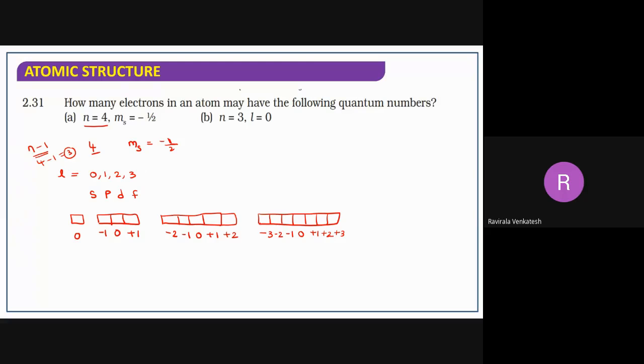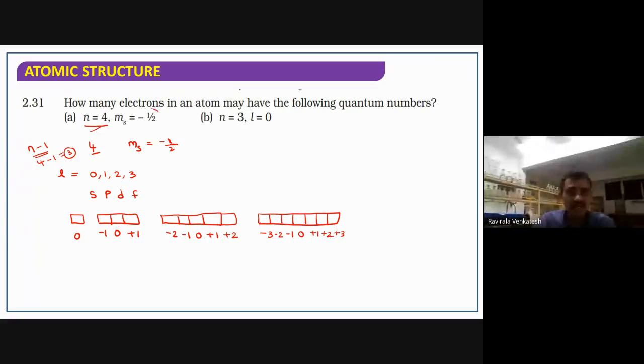Saying here n is equal to 4, the ms value must be minus half. Now very simple. What is the meaning of this? The electron is in the downward direction. How many electrons can we put in one orbital? Only 2 electrons: one in the upward direction, the other in the downward direction. So downward direction means it is minus half.